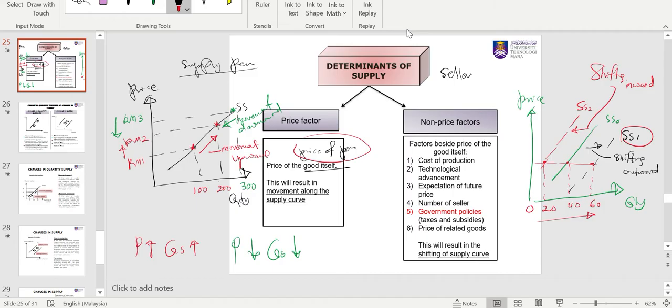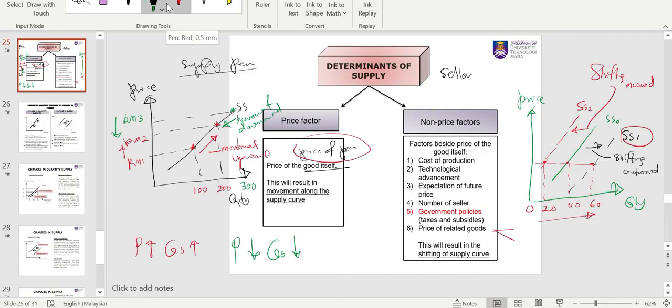Okay, walaupun macam nampak naik ke atas, actually it's going to zero. The quantity supply is decreasing, right? So there are two options, either shifting out atau shifting in, and they have their own determinants there: cost of production, technological advancement, expectation of future price, number of seller, government policy in terms of taxes and subsidies, price of related good. Price of related goods same with what we learn about the demand.